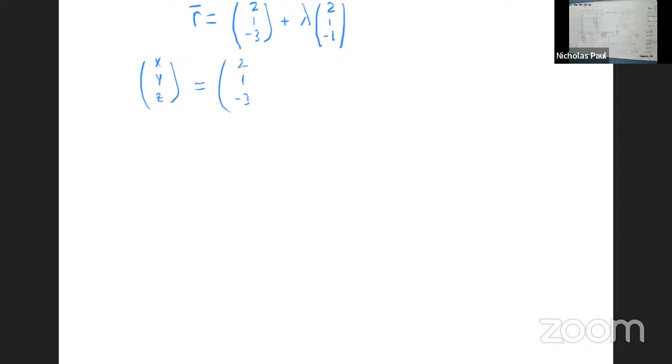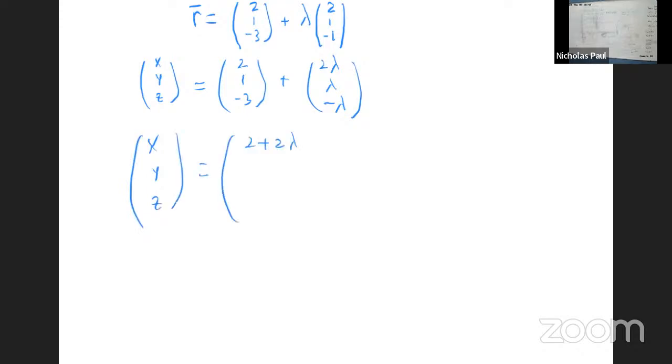(2, 1, -3), multiply everything by lambda: (2 lambda, lambda, minus lambda). That's okay? Then (x, y, z) is equal to (2 plus 2 lambda, 1 plus lambda, minus 3 minus lambda). Are you okay with that? So therefore, your parametric is x equals 2 plus 2 lambda, y equals 1 plus lambda, and z equals minus 3 minus lambda.